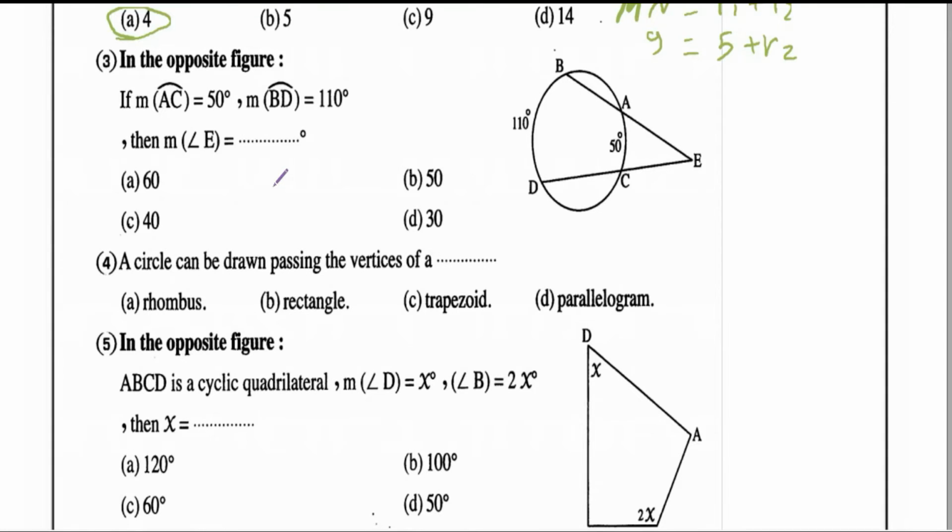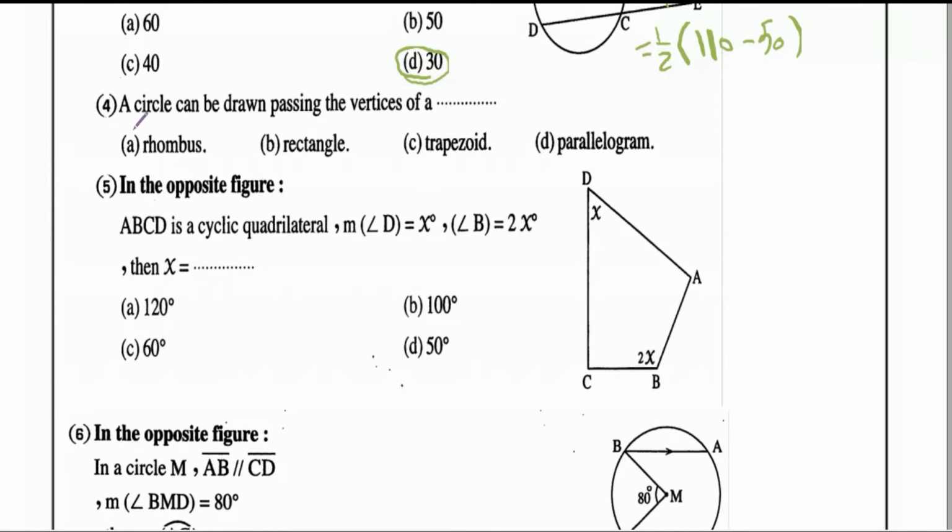Number 3. In the opposite figure, the measure of the arc AC is 50 degrees and the measure of the arc AD equals 110 degrees. This is a well-known problem. I want to find the measure of the angle E. Very good. It equals half times the bracket 110 degrees minus 50 degrees. Equals what? Yes, equals 30. So the measure of the angle E equals 30 degrees.